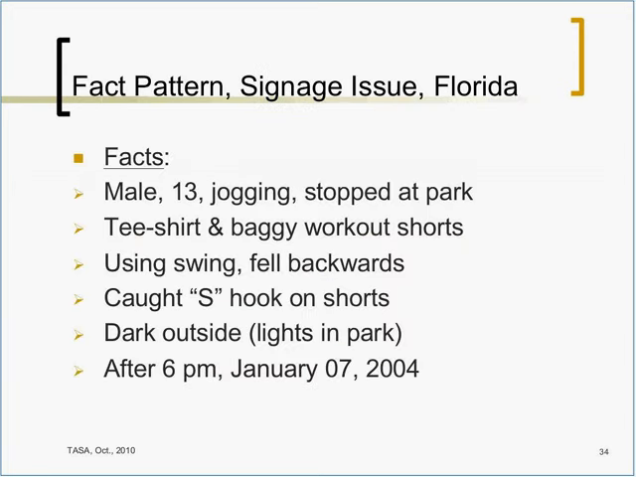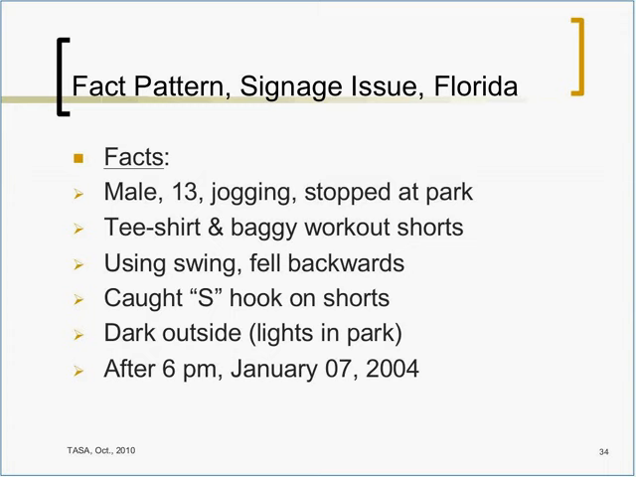I'd like to talk about a case, actually, where signage might have had a large impact in swaying the case for the defendant, which unfortunately it did not. The fact pattern existed in a town in Florida, where I was involved in a case as the defendant's expert witness a number of years ago.